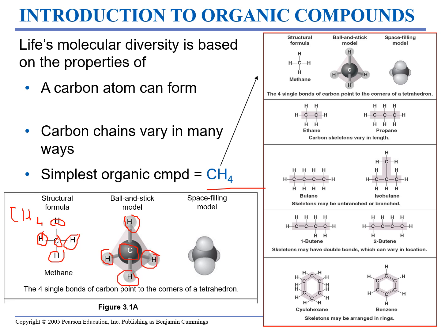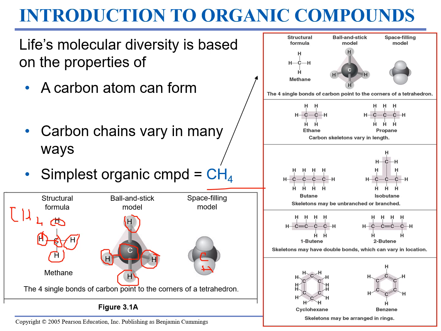So this is a hydrogen, this is a hydrogen, this is a hydrogen, and this is a hydrogen, and here you see a bond. And this you see the bond right here. And then in this one, here in the middle, the darker gray is your carbon, and then the other lighter grays are all hydrogens. And this is a space filling model. The 4 single bonds of carbon point to the corners of a tetrahedron.